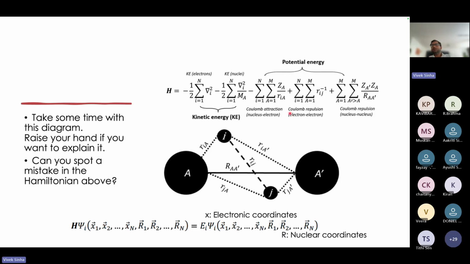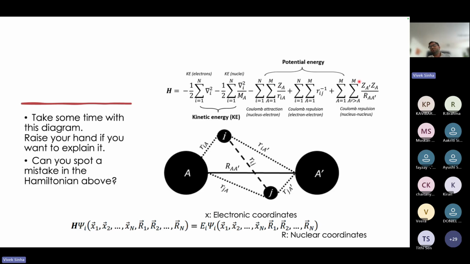I will not come to this term now. I'll go to this term. This is the distance between two nuclei. Two nuclei will repel each other. That's the distance, no problem. Then we say that these electrons move very fast. They are very light and the nuclei are heavy, which means the kinetic energy of the nuclei is 0.